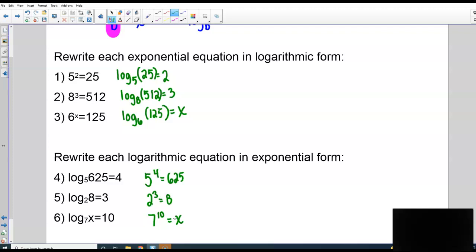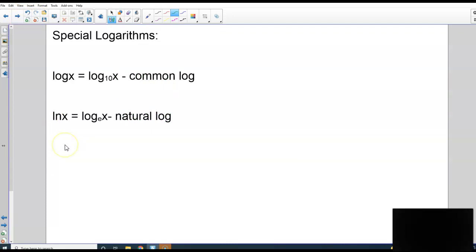Okay, any questions? You guys have done this before? You remember seeing it? Even if you didn't remember how to do it exactly, it's at least familiar. All right. Okay, there are 2 special logarithms that we have to know about. If you ever see a logarithm without a base, that is what we call the common log, and it is automatically a log base 10. So if no base is written, it's automatically a 10.